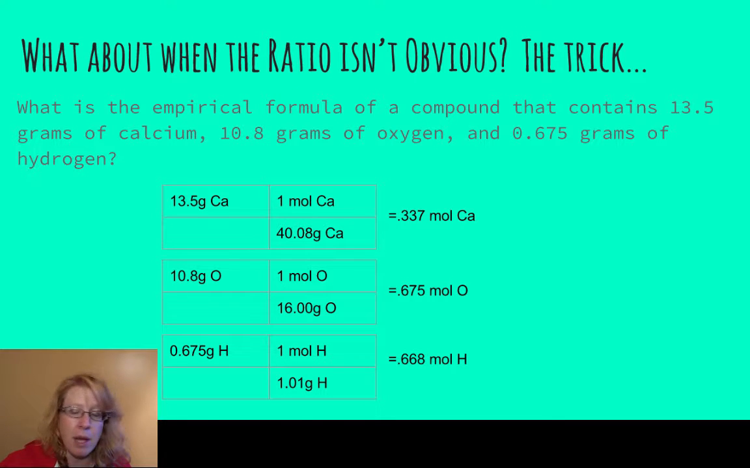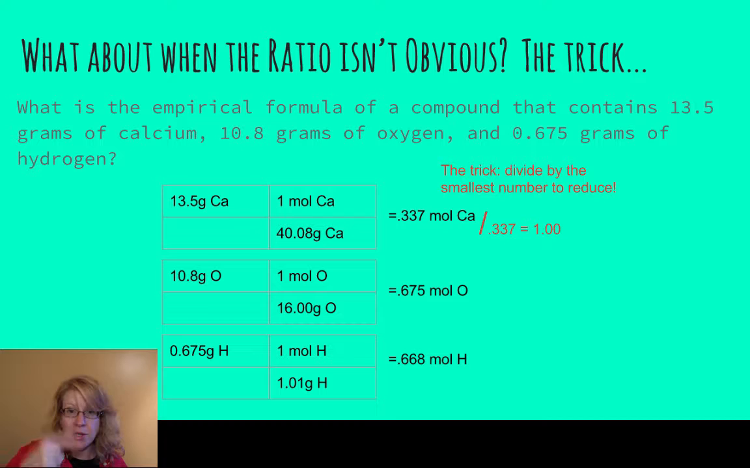So maybe you can see, maybe you can't, and it's okay if you can't. So here's the trick. The trick is to reduce this down: divide each one of these moles by the smallest number. This will simplify your ratio because one of them will become 1 and then the other ones will be some multiple of it. So here the smallest number of moles I have between calcium, oxygen, and hydrogen is calcium, 0.337. So I'm going to divide all 3 moles by 0.337. And you'll see what this looks like when I do this out.